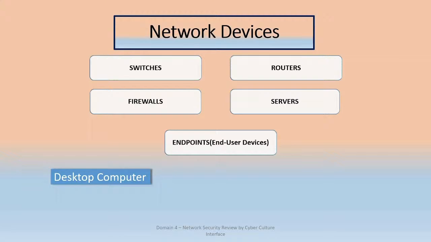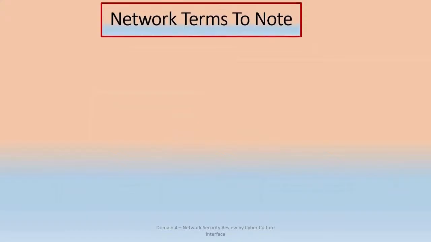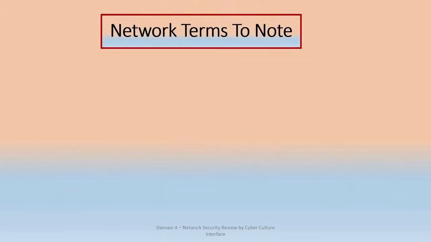Now, endpoints. Endpoints are basically end user devices. So when you hear endpoints, you're talking about things like desktop computers, laptops, tablets, mobile phones, Voice over Internet Protocol (VoIP) devices like your phones that connect using the internet for intercom in the office. There are so many endpoint devices, but endpoints are end user devices. And when you are studying, have this advice from me: whenever endpoint is mentioned, know that they're talking about end user devices.